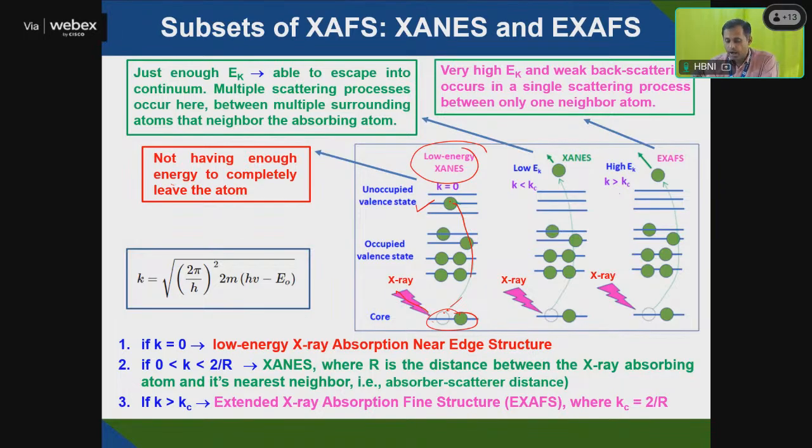If the energy is too high, then it will go into a scattering process. With high energy, the electron is completely knocked out from the orbital, and there you study extended X-ray absorption fine structure. If it is a medium energy, just enough to escape to the continuum, just over to the vacant orbital, in that case you get X-ray absorption near edge spectroscopy.